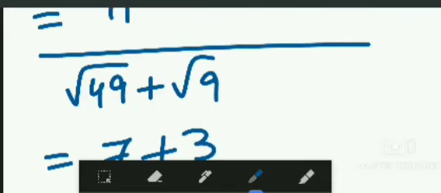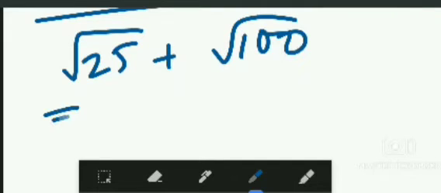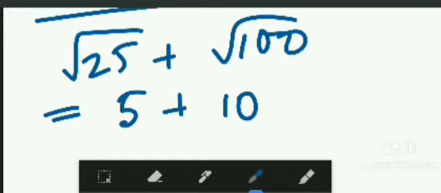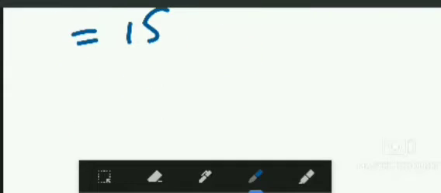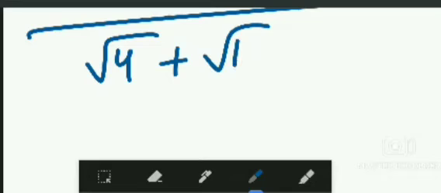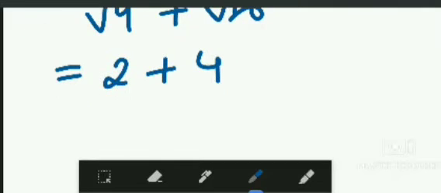Now on the next number, root 25 and root 100. From the root of 25 you will get 5, and from the root of 100 you will get 10. So 5 plus 10 you will get 15. Now the next, that is root 4 plus root 16. The root of 4 you will get 2, and root of 16 is 4. So you will get 6.